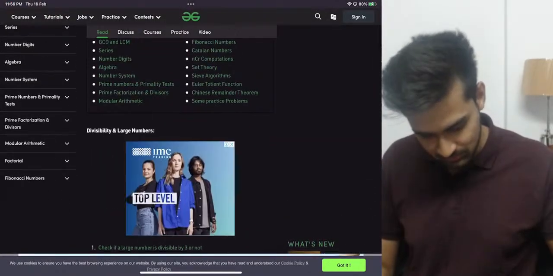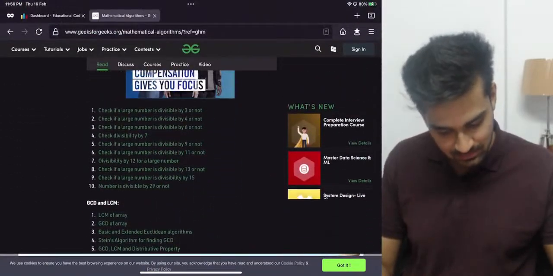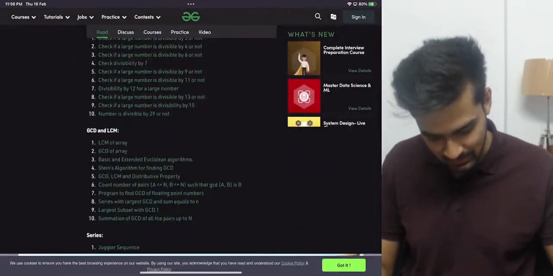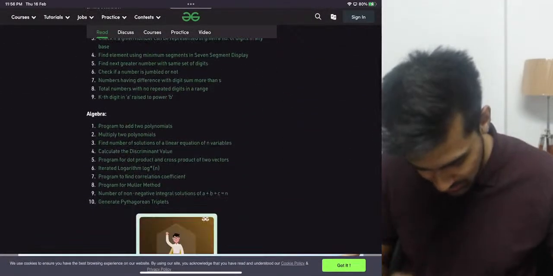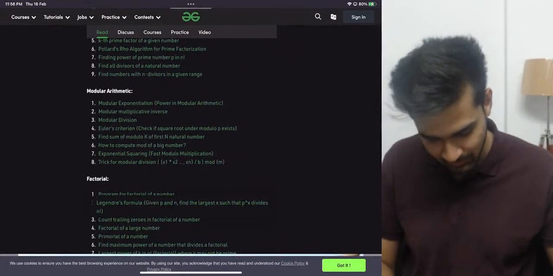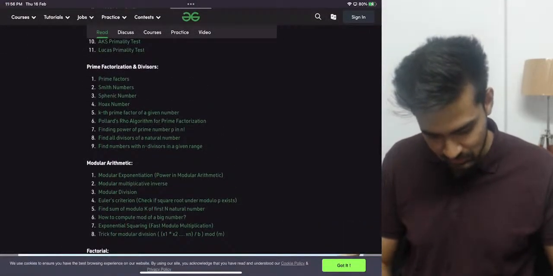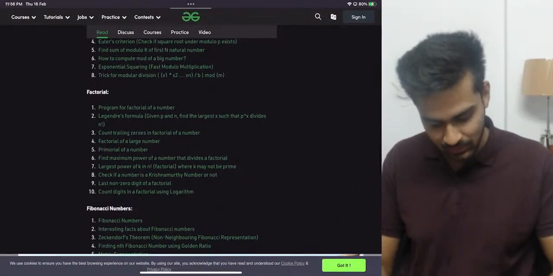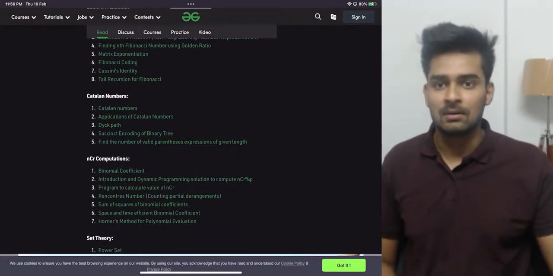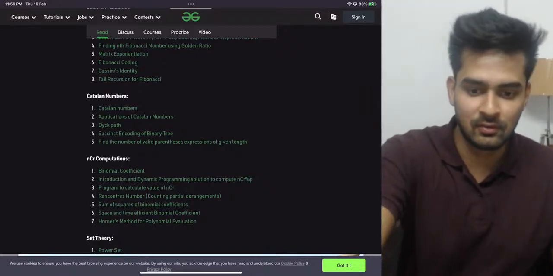Okay, so I did these entirely. I did all the problems of divisibility in large numbers. Then I did GCD LCM. Then I did series. Then I did number digits, algebra, number system. Yeah, I did factorial. I did modular arithmetic. I did prime factorization and divisors. Fibonacci numbers also. Okay, so yeah, NCR combinations. There are all the ways of actually finding NCR. I did all of these. And I can also share this as well if you want.